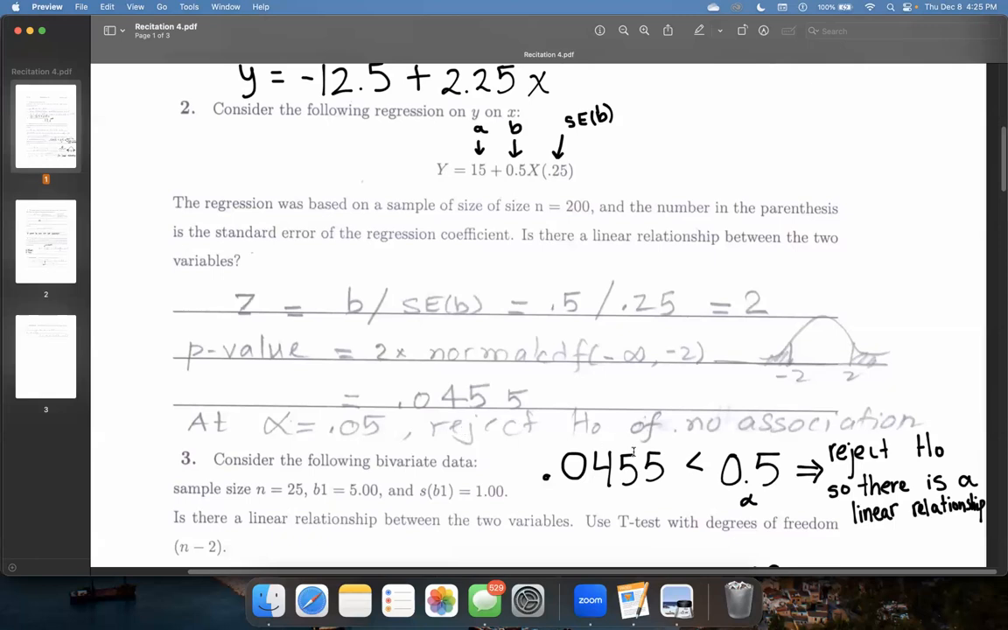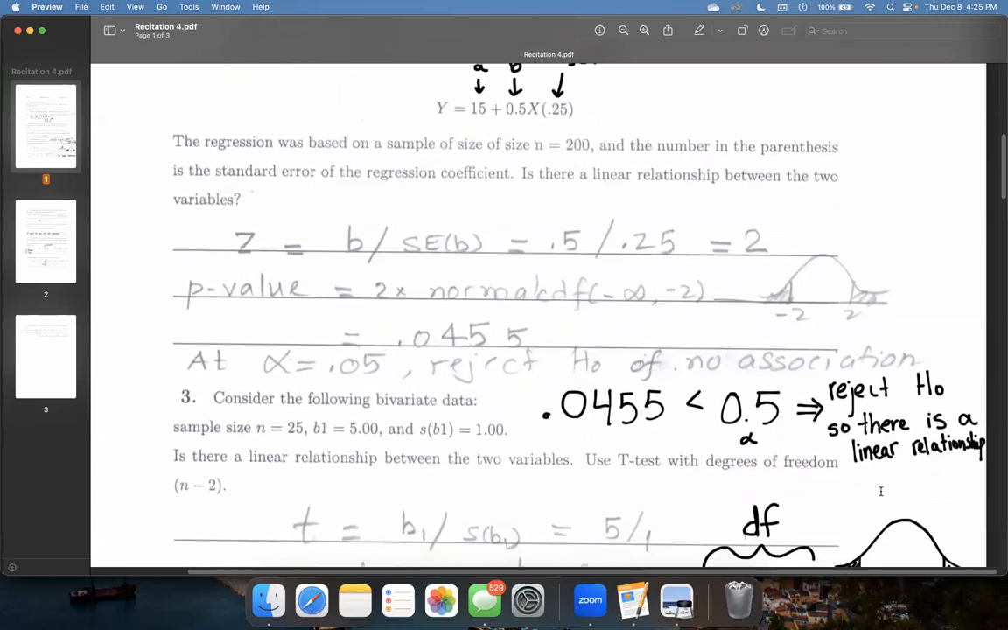The null is that there's no association. So we got a p-value of 0.0455. That is less than our alpha value, which is 0.05. So that implies that we'll reject our null, and so there is a linear relationship.